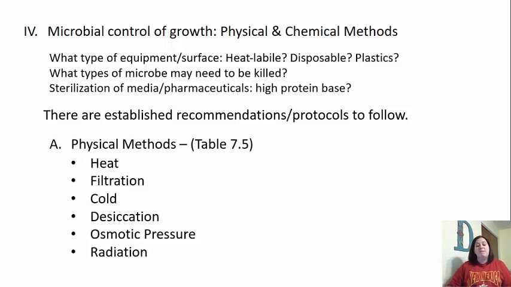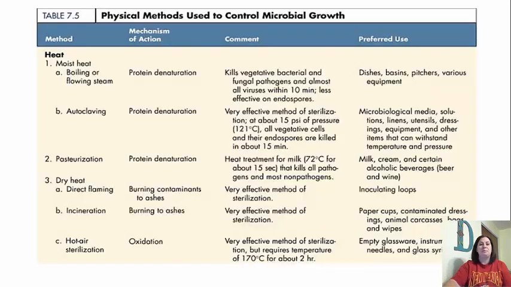Some examples of some physical methods include heat, filtration, even using cold, desiccation, osmotic pressure, and radiation. So we're going to take a look at some of these. All right, so if we're looking at heat first, these are again physical methods. When we're looking at heat, we can look at boiling. We can also look at autoclaving. We can look at pasteurization, and then also dry heat.